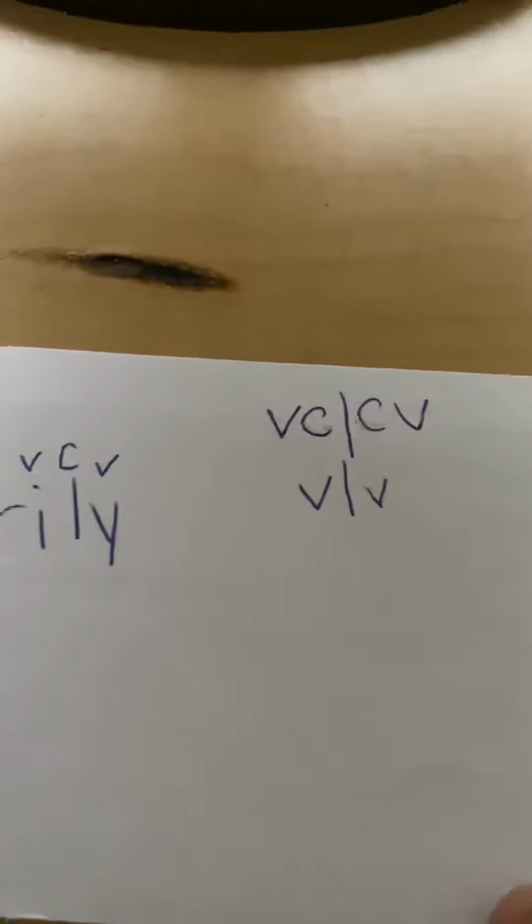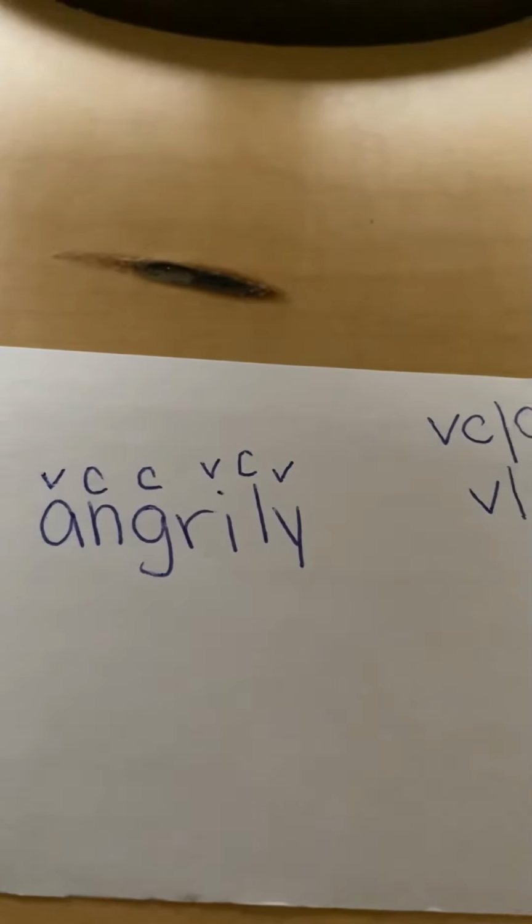The next one would be VV, which is vowel vowel. The one after that is going to be V/CV, which stands for vowel/consonant vowel. And then the next one is going to be VC/V. That one is interchangeable.